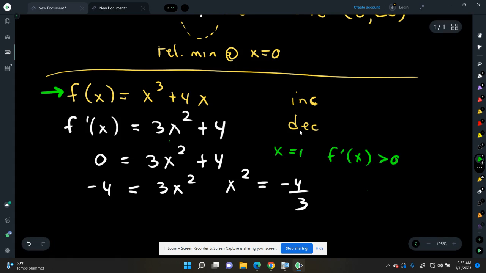Okay. Now that we figured that out, let's actually look at f prime. What do we notice about f prime? It's 3x squared. What do we know when we square a number? It's always positive. So f prime will always be positive, which means what's happening with f of x? It's always increasing.